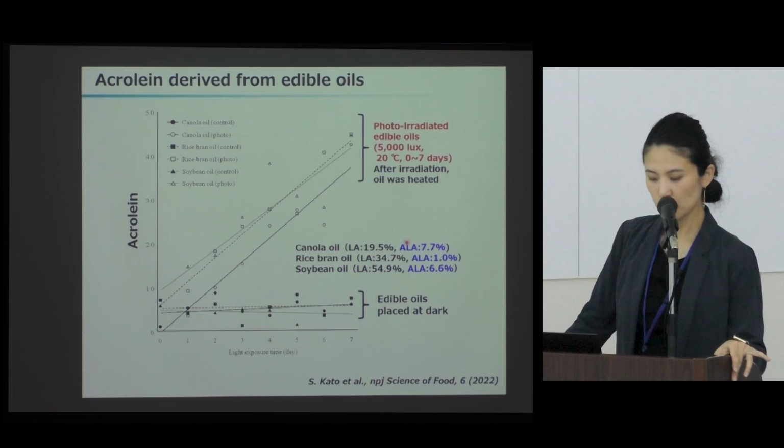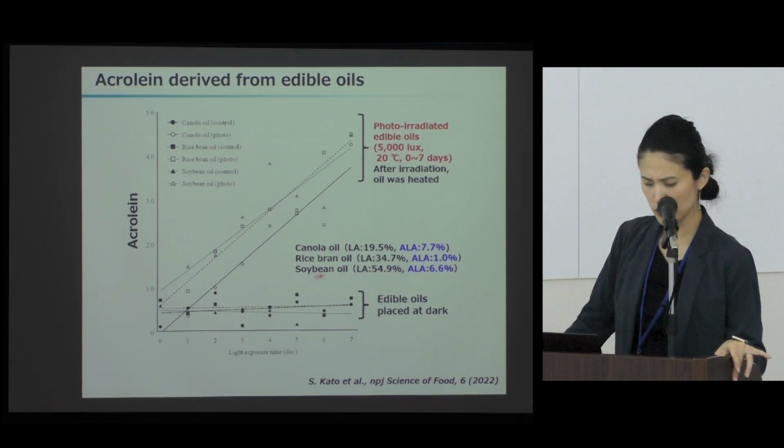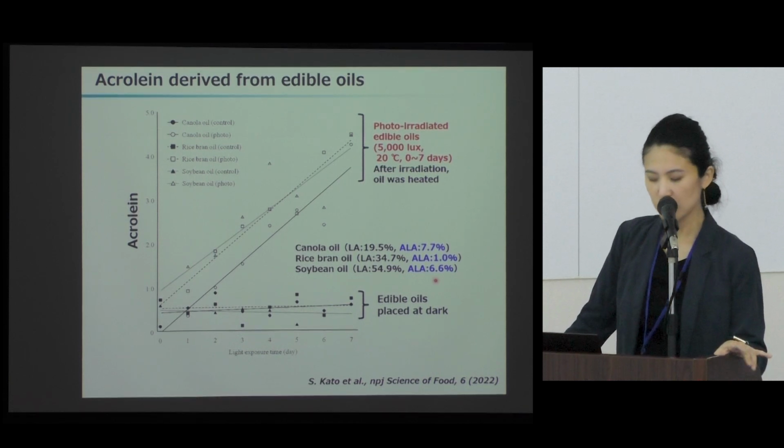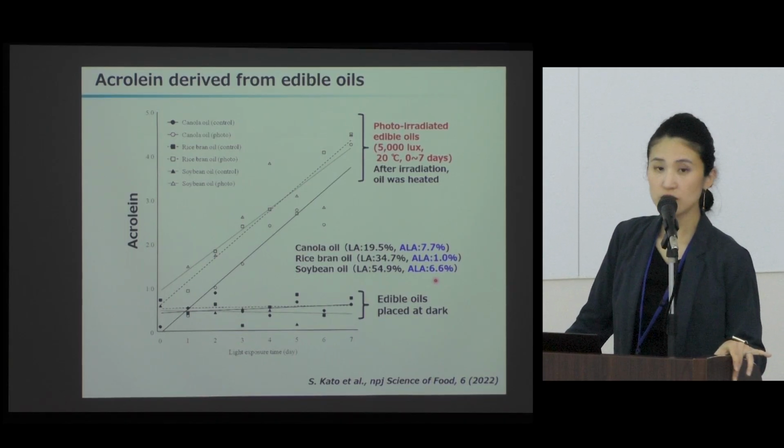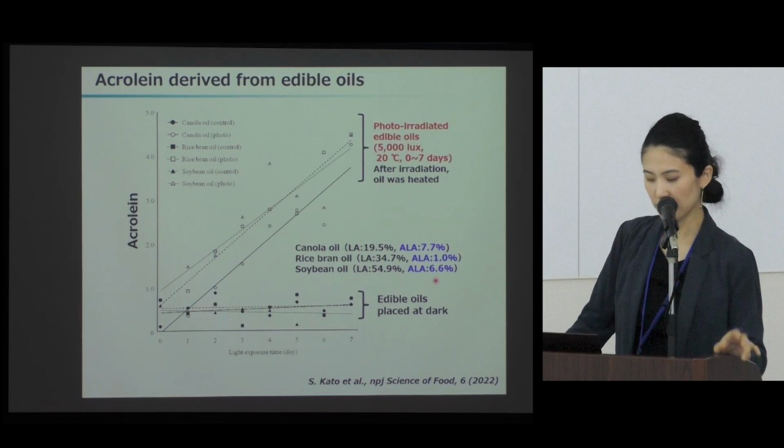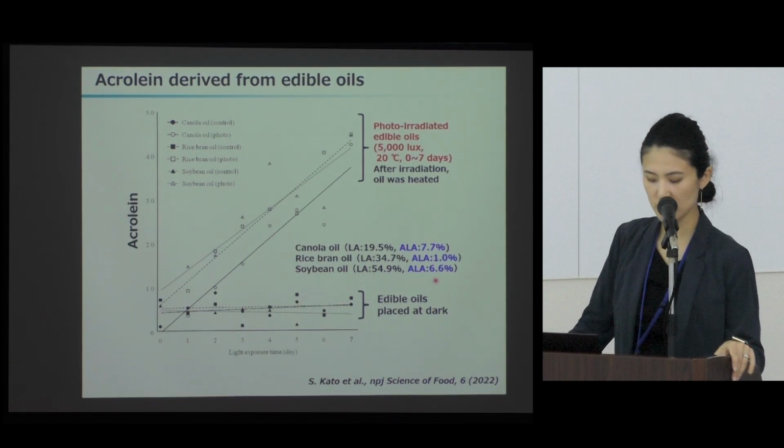Even the rice bran oil, which contains a low amount of ALA, generated acrolein comparable with the soybean oil, which contains a high amount of LA and ALA. So this means that LA can also be a source of acrolein. Because photo-oxidation is directly affected by the presence of photosensitizers such as chlorophyll, the amount of acrolein should be considered with not only the light intensity, but also the presence of photosensitizers.